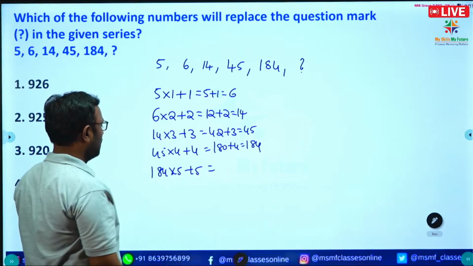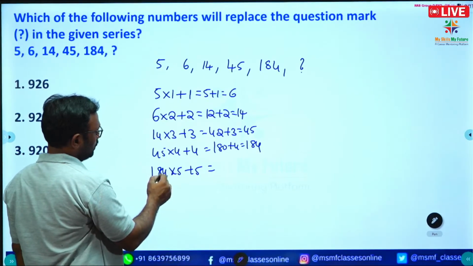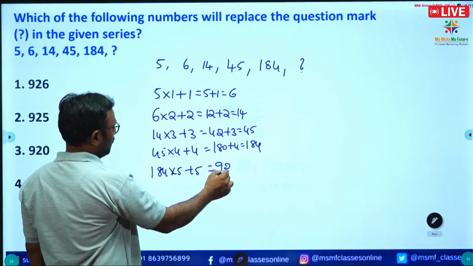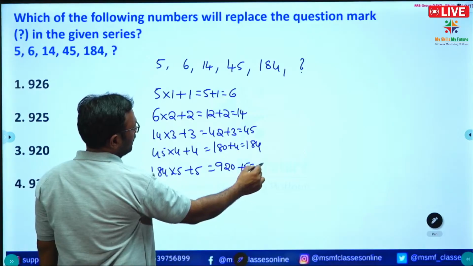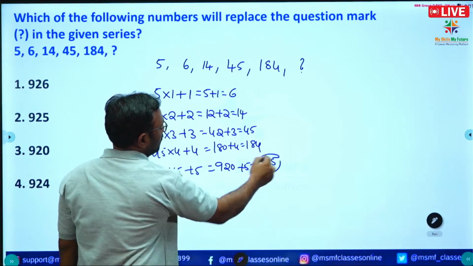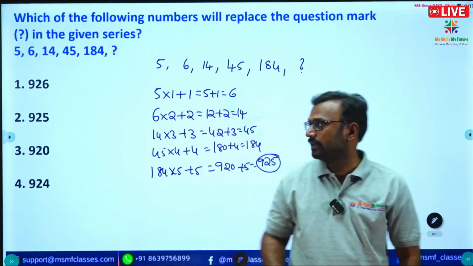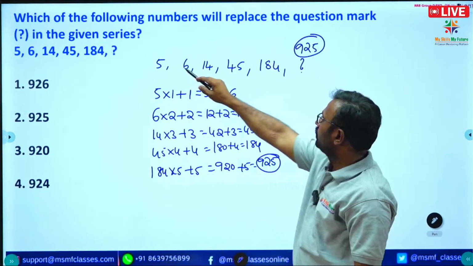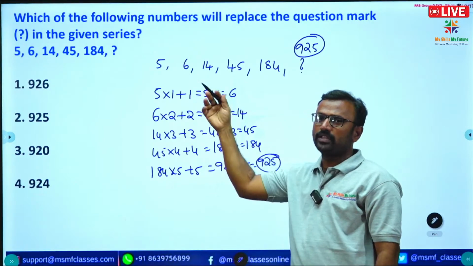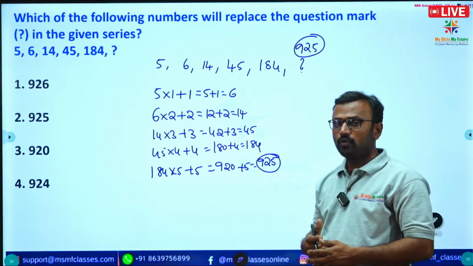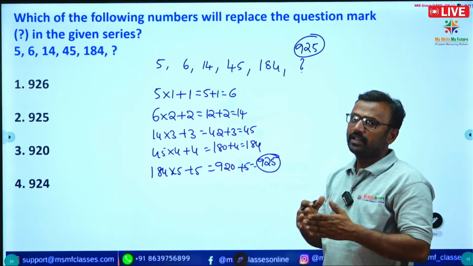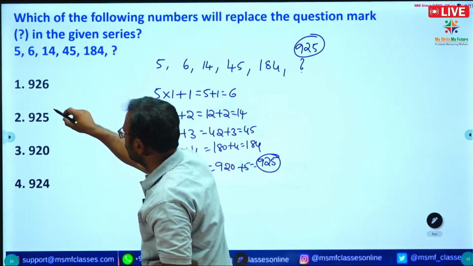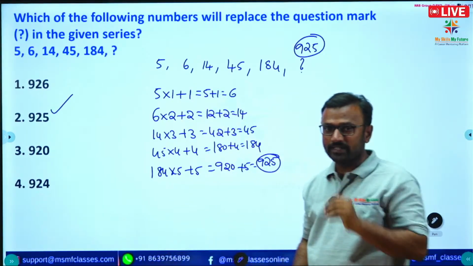The next number will be 184 into 5 plus 5. 184 into 5 we get 920, plus 5 we get 925. So in the place of the question mark we get 925. So it is into 1 plus 1, into 2 plus 2, into 3 plus 3, into 4 plus 4, into 5 plus 5, increasing by 1. According to this logic, option 2 is correct. 925 is correct. Next question.